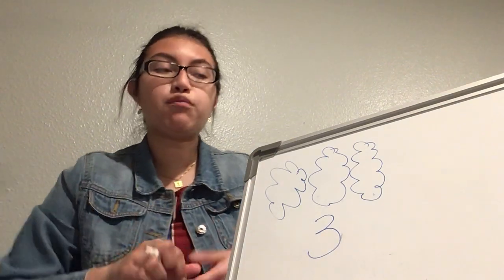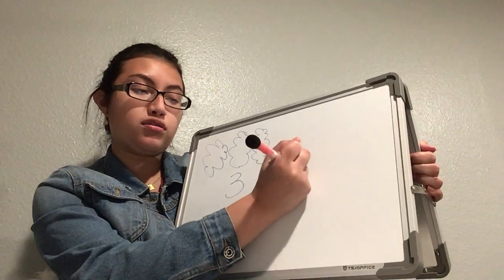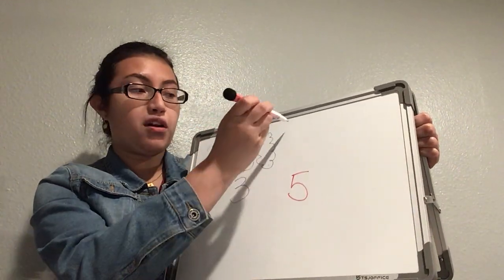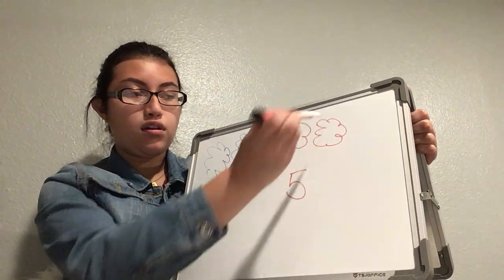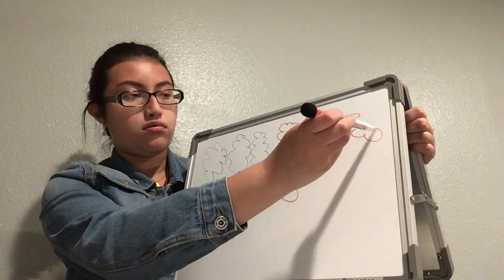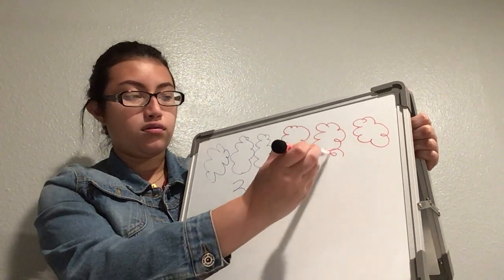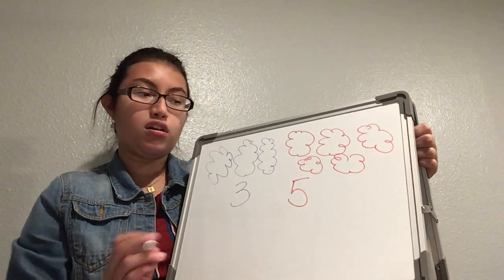Okay, so let's show 5, boys and girls. Because now Nathan has 5 more Bakugan. So let me write the number 5. Okay, and here are my 5 Bakugans. 1, 2, 3, 4, 5. Nathan has 5 Bakugan.